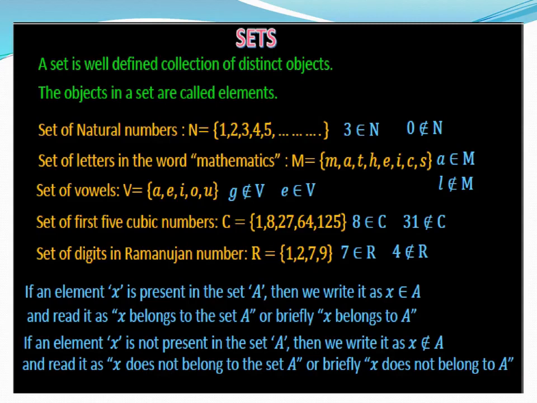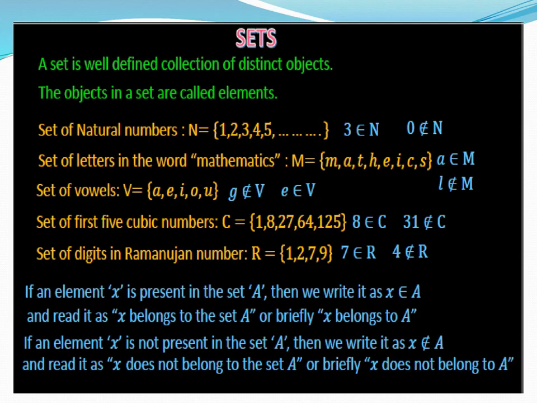So we can write that symbol as "does not belong to". So that symbol is called "does not belong to". So 0 does not belong to N. Let's take another example: the set of letters in the word "mathematics". M equals the set of M, A, T, H, E, I, C, S.